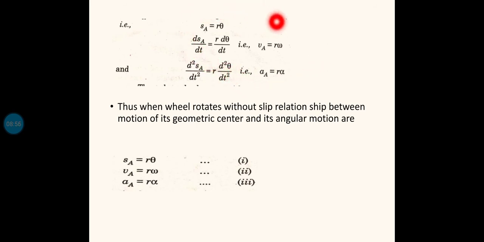This is the relation between the linear components of velocity and acceleration and the curvilinear components. The linear velocity V is equal to r omega, where V is the linear velocity and omega is the angular velocity, and A is equal to r alpha, where A is the linear acceleration and alpha is the angular acceleration. We have derived these equations in earlier parts. Thus, when the wheel rotates without slip, the relationship between the motion of its geometric center and its angular motion are SA equals r theta, VA equals r omega, A equals r alpha. We can use these equations to find the motion of the center of rotation. These equations are applicable to the general case also.